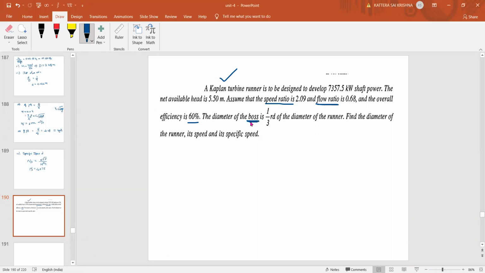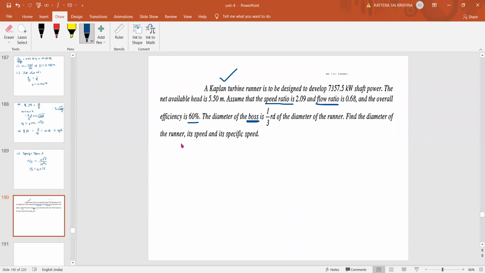That's why he'll give the boss DB. Boss has other names also, like hub, HUB. So remember these words for the Kaplan turbine. He has given the diameter of the boss DB as 1/3 of the diameter of the runner D naught. So DB equals 1/3 times D naught. Find the diameter of the runner.